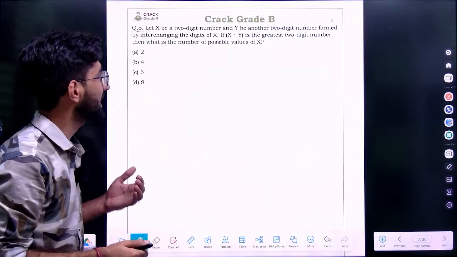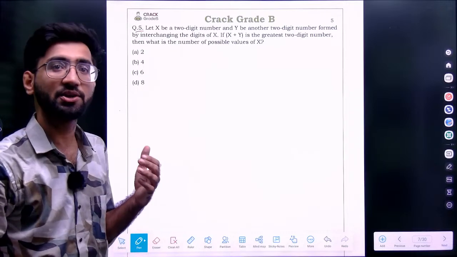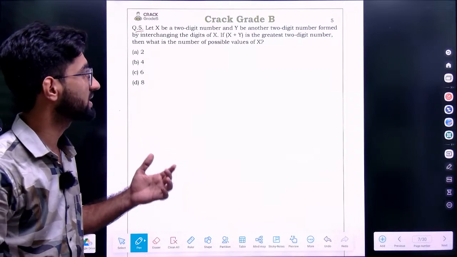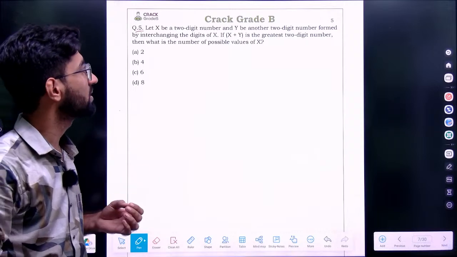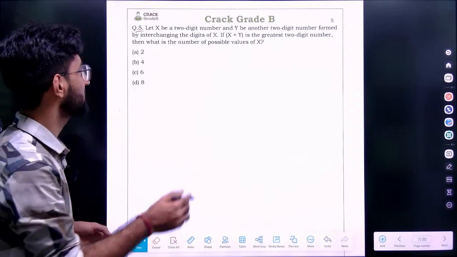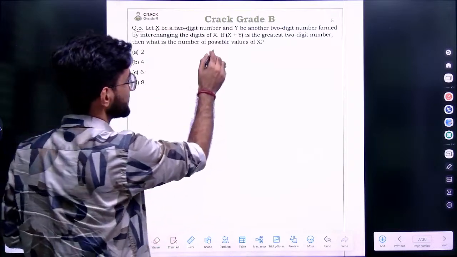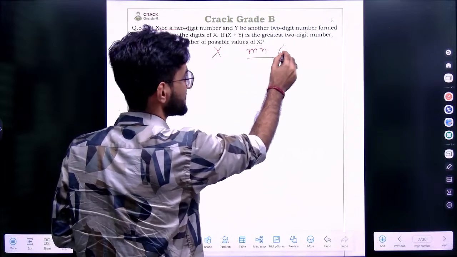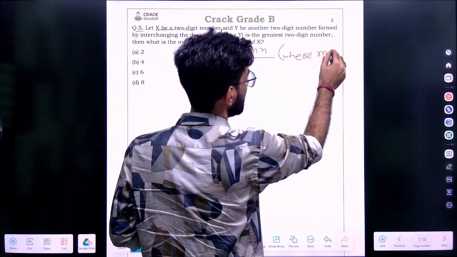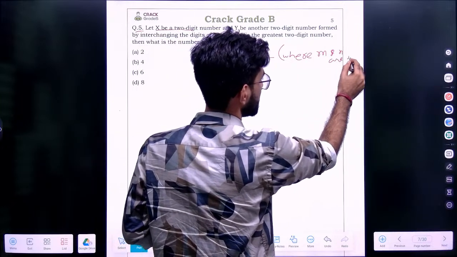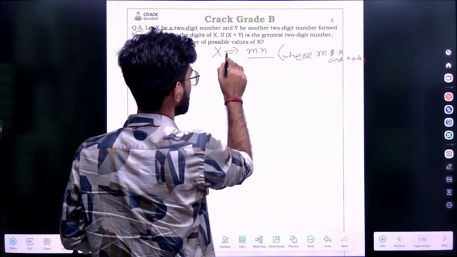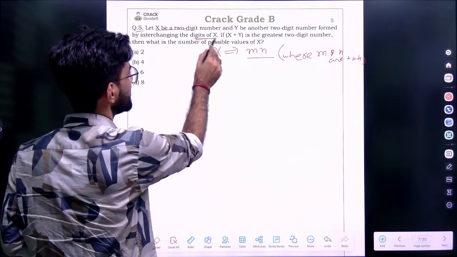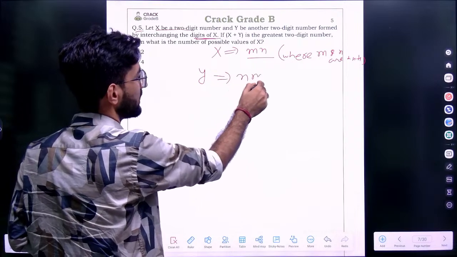Now question 5 is, let x be a 2-digit number and y be another 2-digit number formed by interchanging the digits of x. If x plus y is the greatest 2-digit number, then what is the number of possible values of x? It is given that x is a 2-digit number. So let us assume that x is mn, where m and n are digits. So we are getting y that is formed by interchanging the digits of mn. So y is equal to nm.